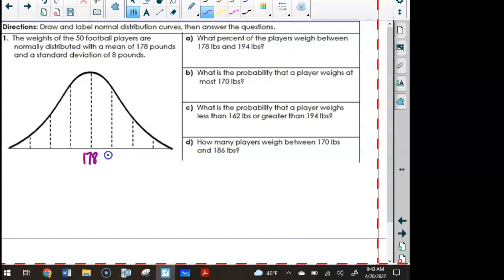So adding 8 would give us what? 186. Thank you. Adding 8 more would be 194. And 8 more would be what? 202. Okay, going down, I can do the first one, 178, 170. 178 was the mean, 170, 162, and minus 8 more would be 154. Subtracting is not my thing, guys, we know this. Thank you.